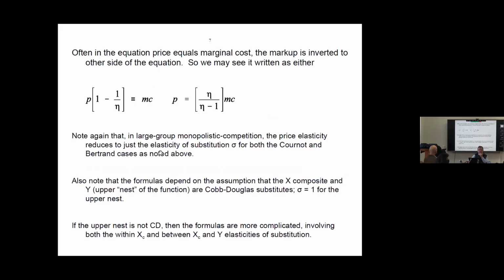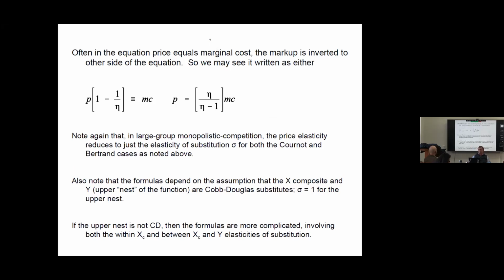Often if you read monopolistic competition papers, they move it over to the other side. This is just a quick comment. So instead of P times 1 minus 1 over eta, it becomes P times eta over eta minus 1 equals marginal cost. Those are the same thing. So sometimes we call the right-hand equation the net basis, and the left one the gross basis.